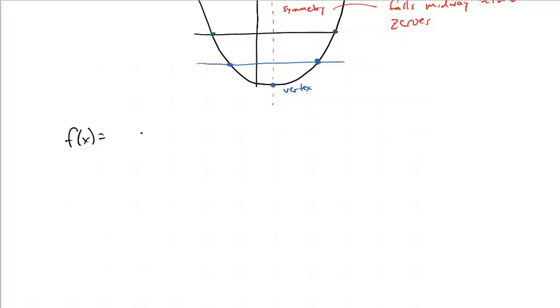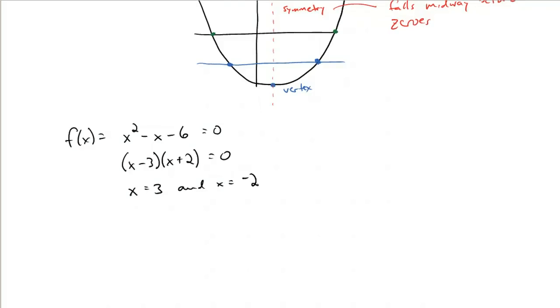What if we have f of x equals x squared minus x minus 6? Okay. If you want to find out the axis of symmetry and the zeros and the vertex, it's often easiest to find the zeros, and then you can use the symmetry to your advantage. So to find the zeros, we set this equal to 0. In this particular quadratic, you can factor into x minus 3, x plus 2 equals 0. So therefore the zeros are x equals 3 and x equals negative 2.